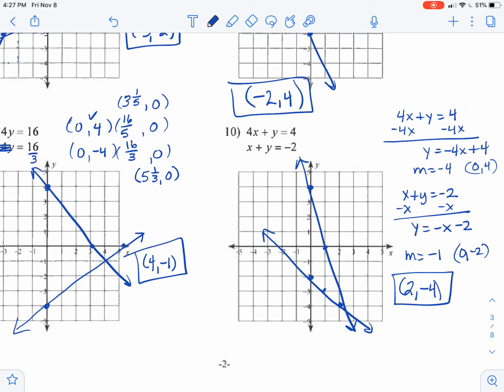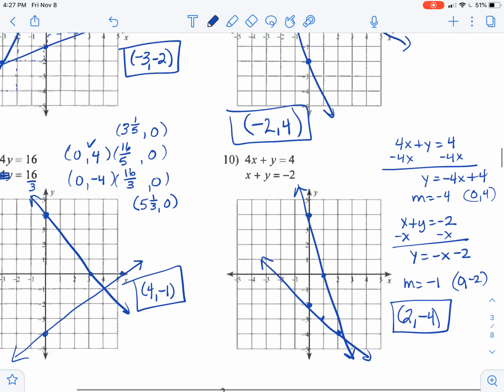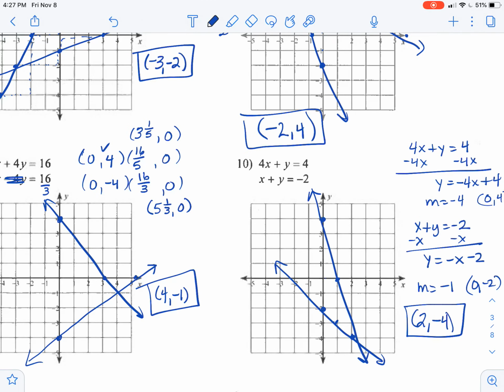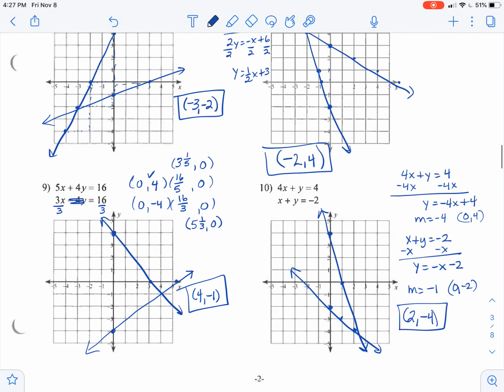Okay, so again, that is solving systems by graphing. Please let me know if you have any questions over those.